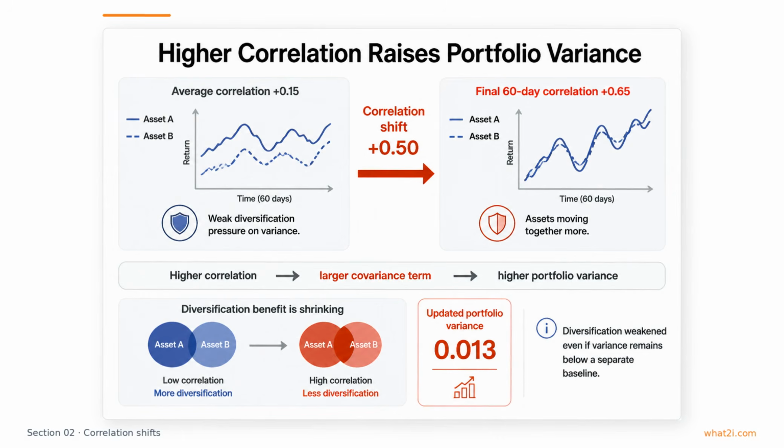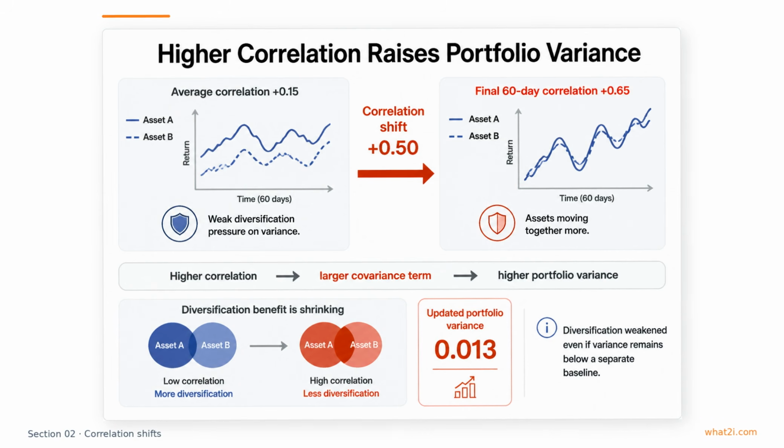This exercise highlights an important point. Higher correlation usually raises portfolio variance because the assets are offsetting each other less. Here, the final 60-day correlation increased to positive 0.65, well above the average rolling level of positive 0.15. That shift of positive 0.50 signals that the assets were moving together much more than usual. Even if the updated variance of 0.00 says manageable compared with some separate baseline, the diversification benefit clearly weakened. The covariance term in the portfolio risk calculation became more important. So the lesson is not just that variance changed, but why it changed.